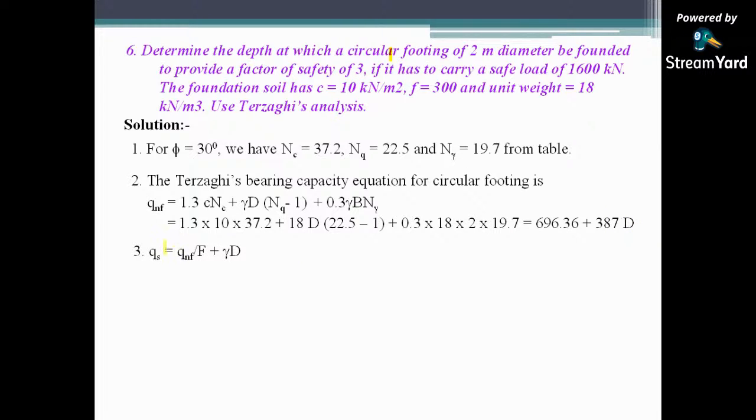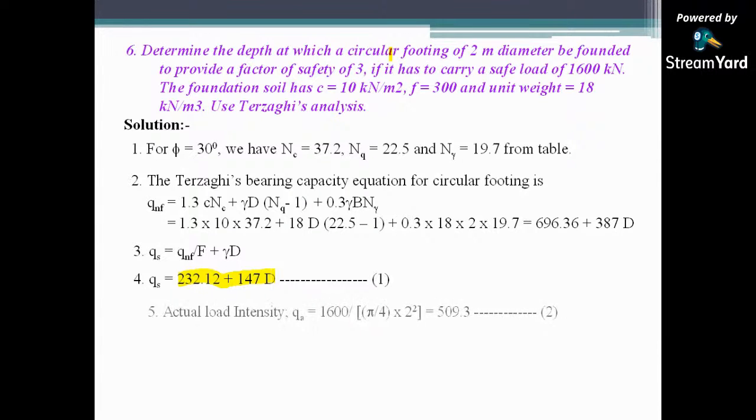Now you know that qs, the ultimate safe bearing capacity, is given by qns upon factor of safety plus gamma into D. So substituting all the values, qs equals qns, which we have got, and calculating all the values, we are getting this equation, 232.12 plus 148D. So this will be your equation 1.